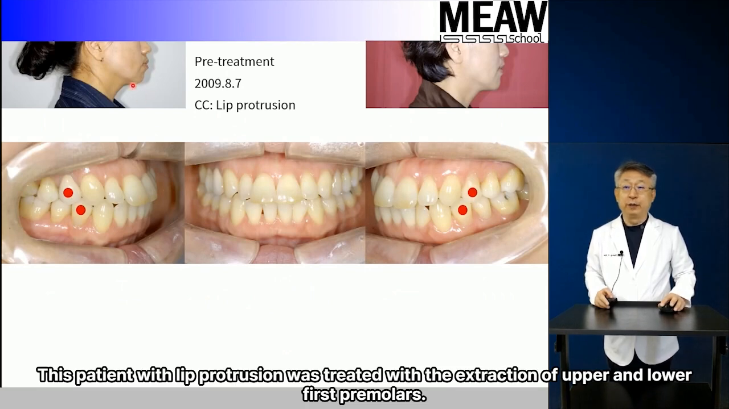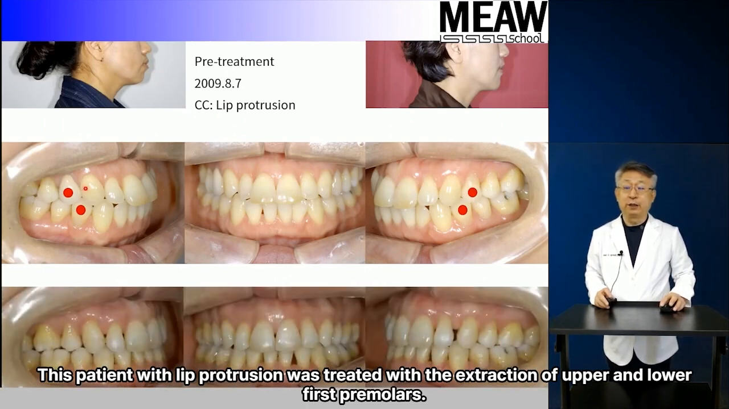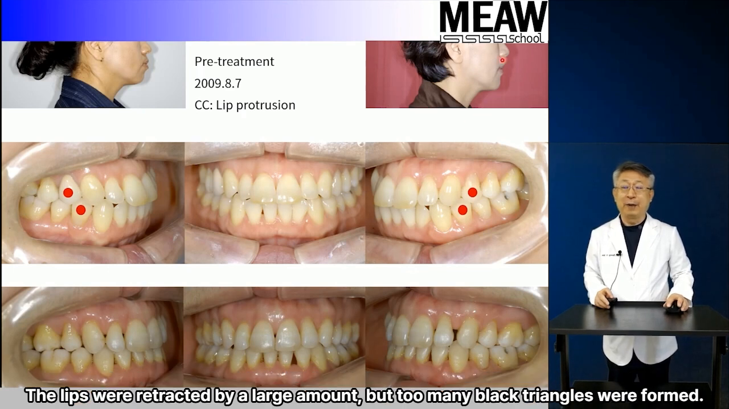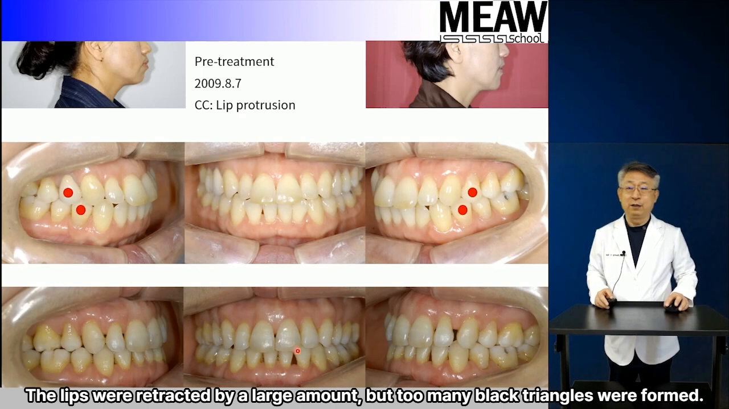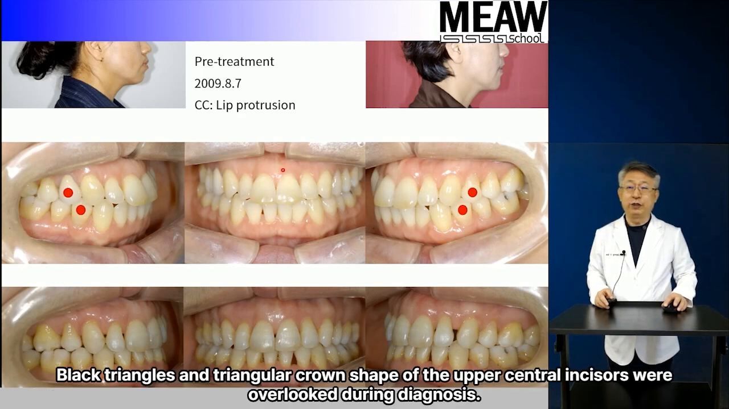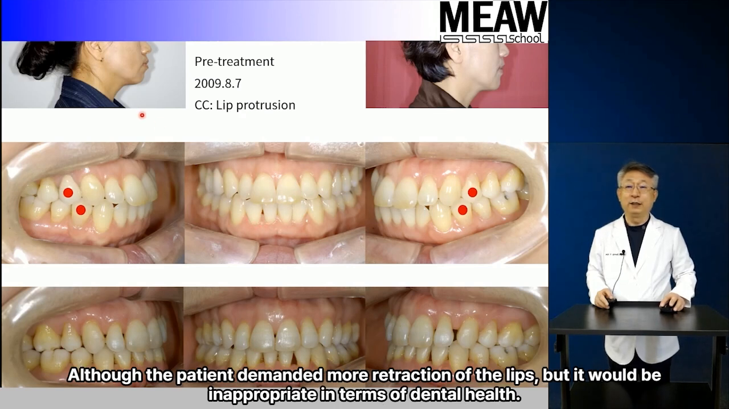This patient with lip protrusion was treated with the extraction of upper and lower first premolars. The lips were retracted by a large amount, but too many black triangles were formed. Black triangles and triangular crown shape of the upper central incisors were overlooked during diagnosis. Although the patient demanded more retraction of the lips, it would be inappropriate in terms of dental health.